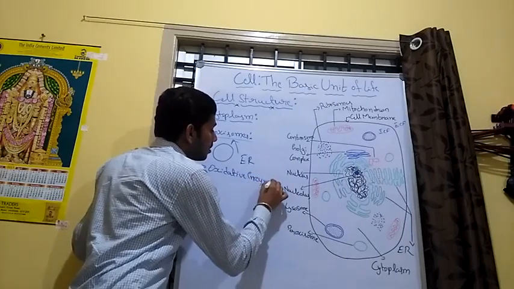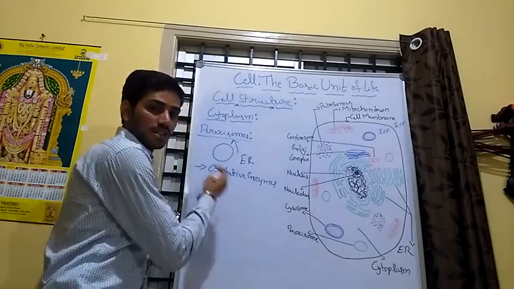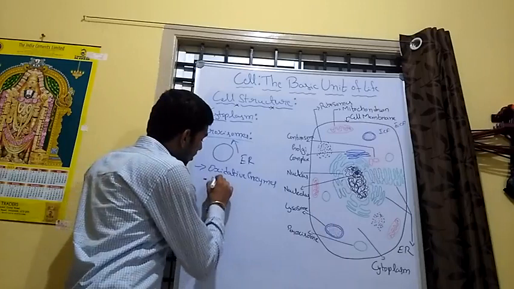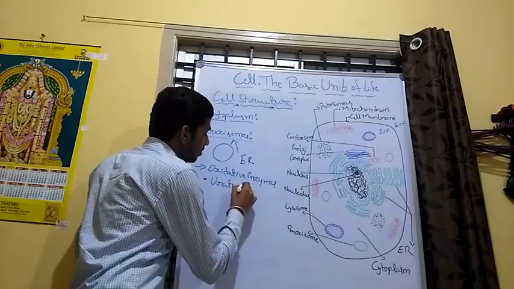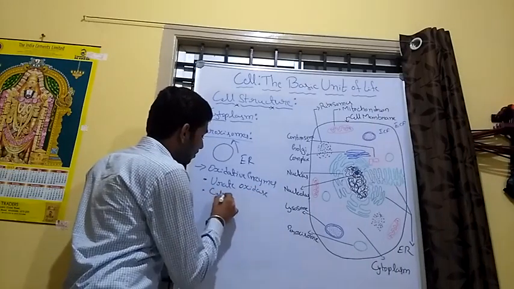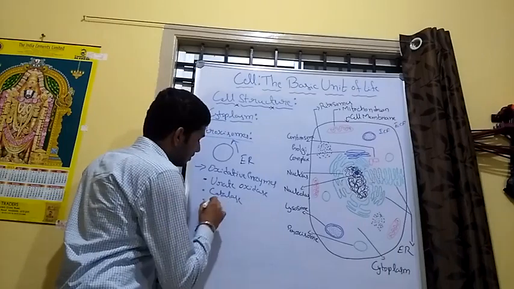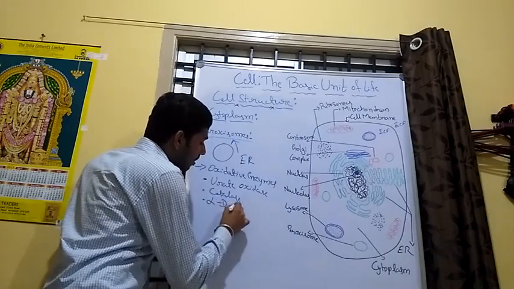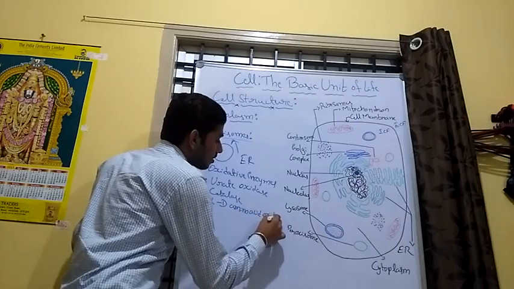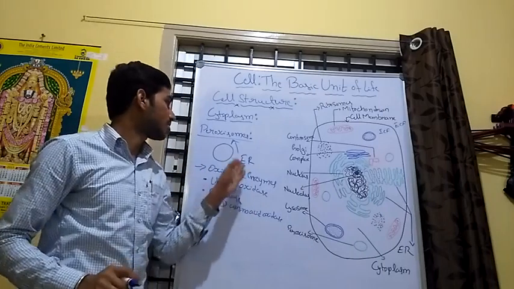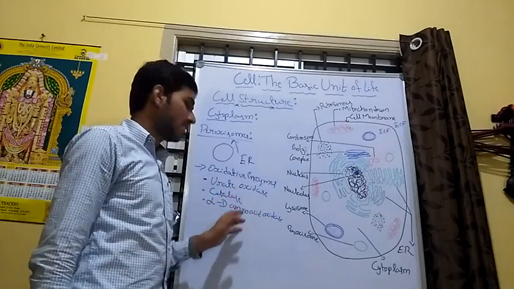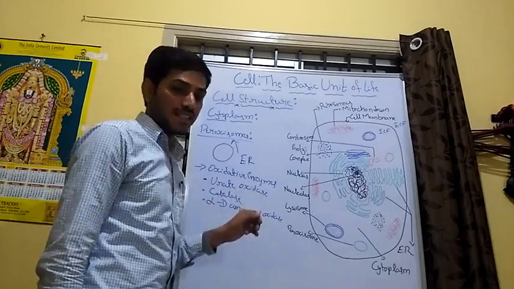Enzymes. The peroxisomes contain oxidative enzymes such as urate oxidase, catalase, and alpha dextroamino acid oxidase.